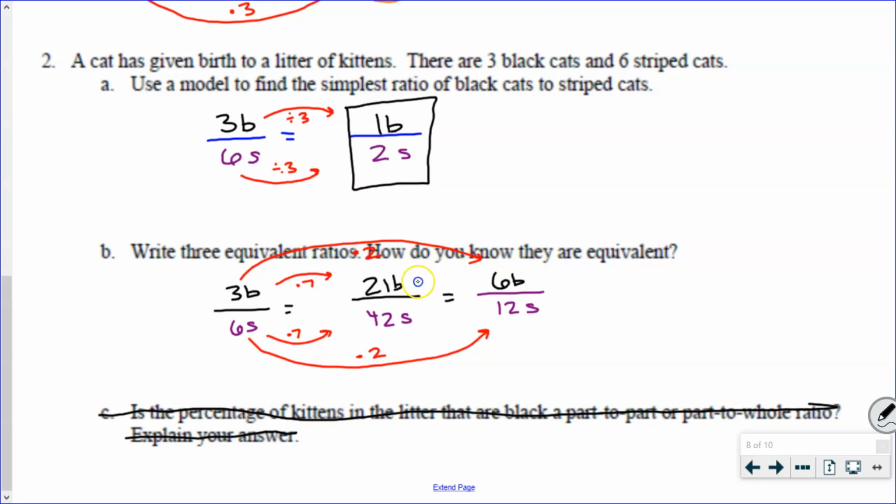So again, here are two equivalent ratios. It asks, how do you know they are equivalent? And I showed all of my work. That's a great way to answer that question of how I know they're equivalent. That is Math Practice 3, constructing viable arguments. I showed that 6 times 7 is 42 and 3 times 7 is 21. That's how I know they're equivalent.